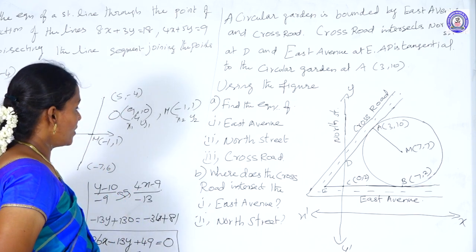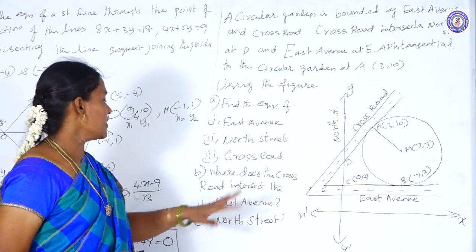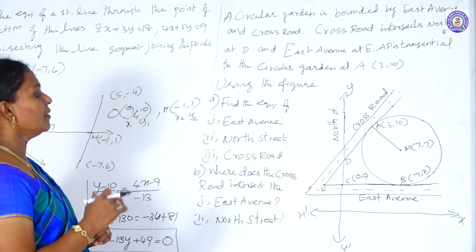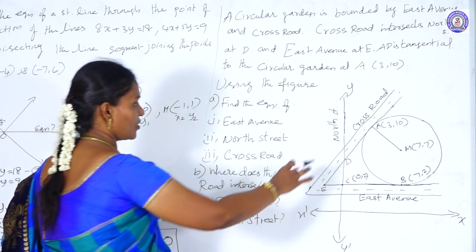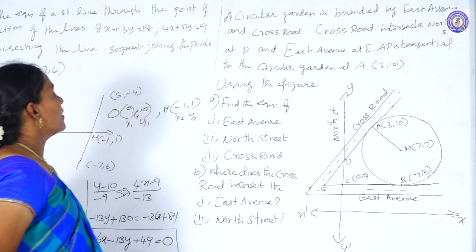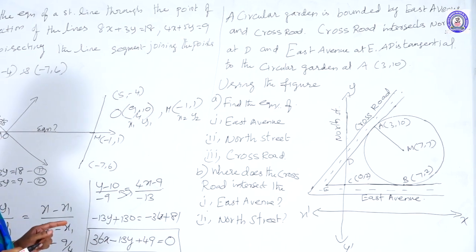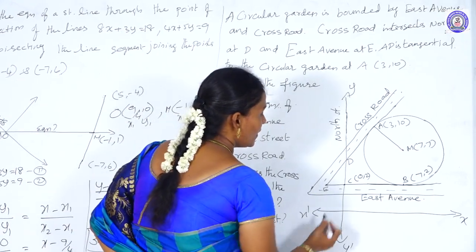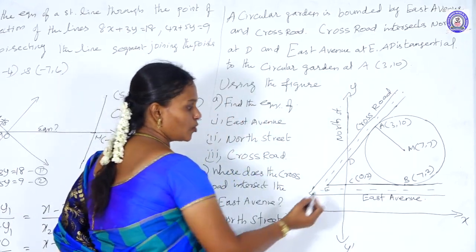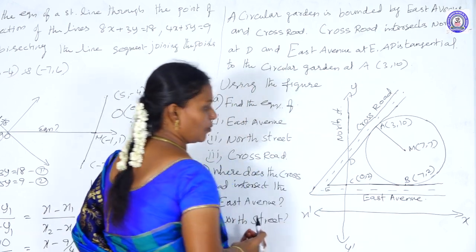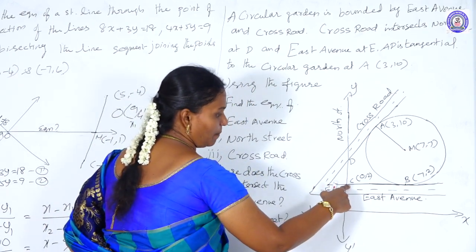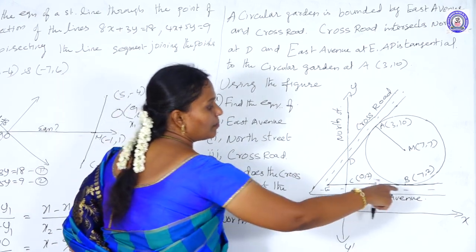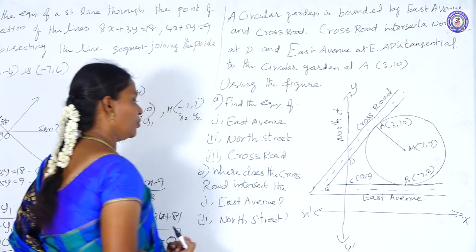That's the first question. The second question is: where does the crossroad intersect the East Avenue and North Street? This is the North Street. Now listen. Find the equation of East Avenue. So this is the East Avenue. In this East Avenue, there are 2 points: one is C of 0, 2 and B of 7, 2.